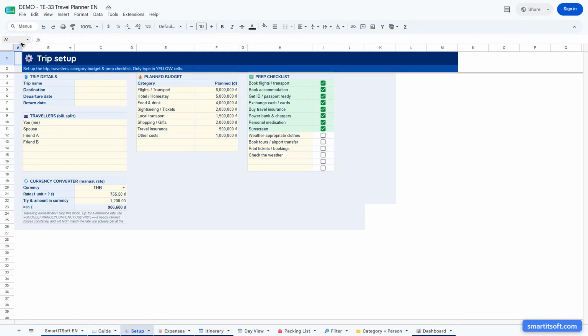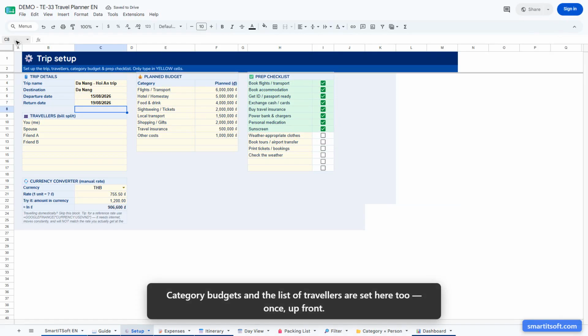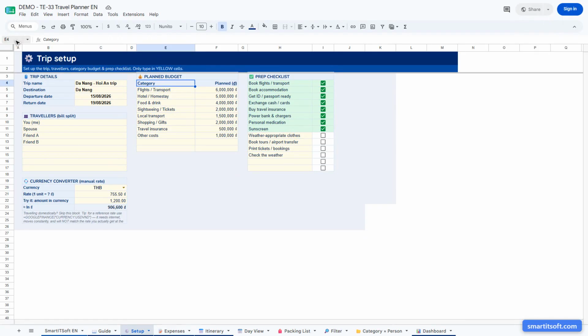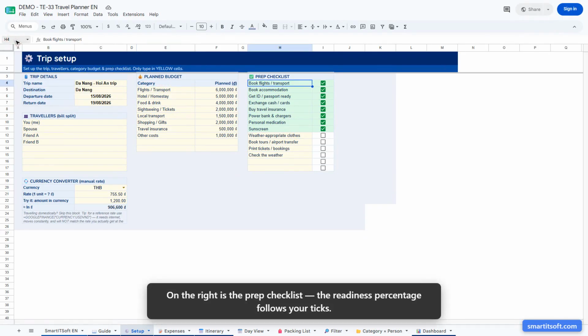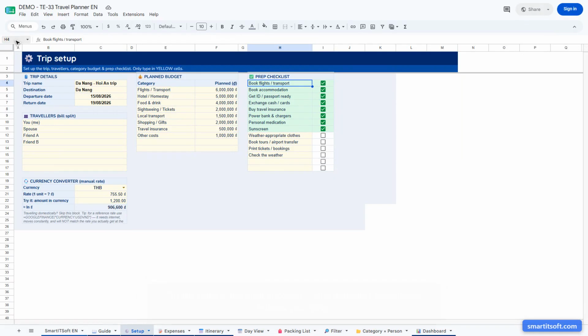Step 1. Set up the trip. You only ever type in the yellow cells. Category budgets, and the list of travelers, are set here too. Once, up front. On the right is the prep checklist. The readiness percentage follows your ticks.